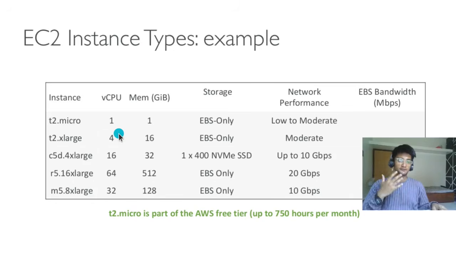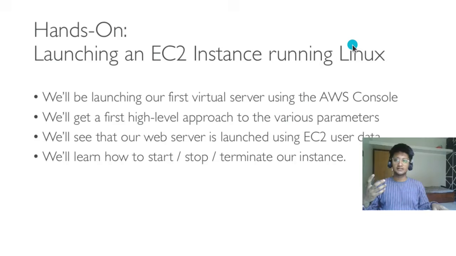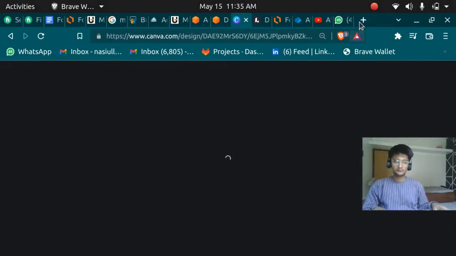If you're having a simple blog, you can go with T2 micro or T2 xlarge. But if you have something like hosting gaming servers, then you can go for C5 or R5, something like that. So depending on your use case, you can choose instance types. And let's go and do a hands-on.